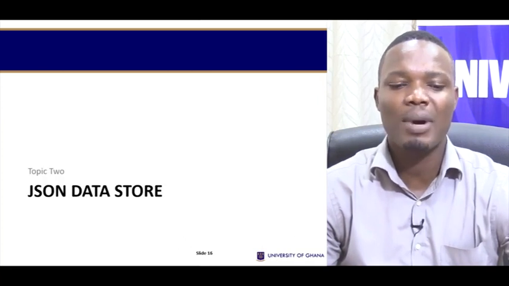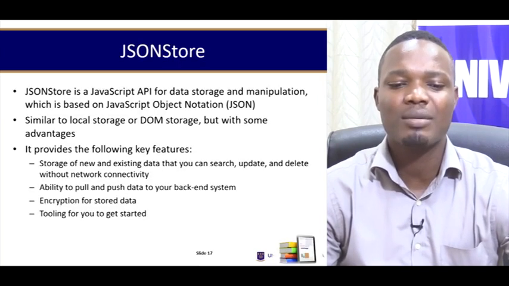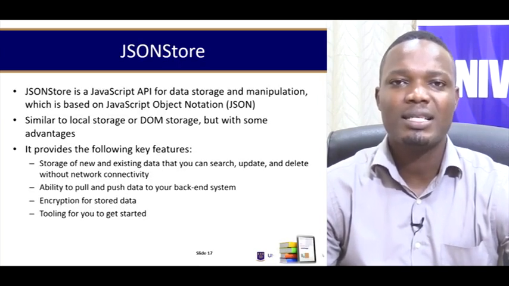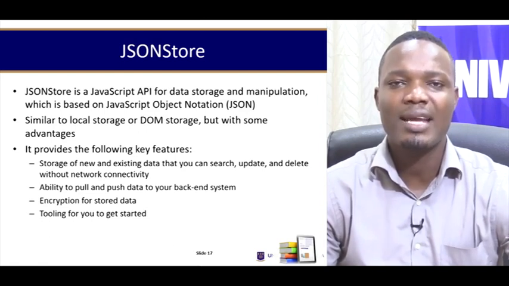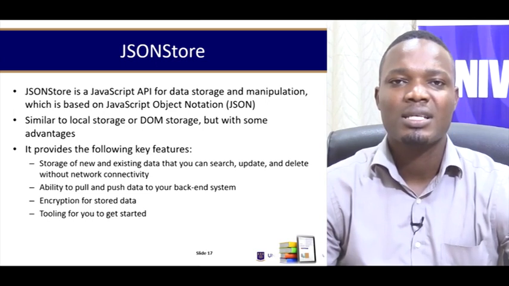Next, we want to talk about the JSON data store. Now, this is also another mechanism to store data. The JSON data store is a JavaScript API for data storage and manipulation. Now, this is based on the JavaScript object notation, JSON. Similar to local storage or the DOM storage, but with some advantages.